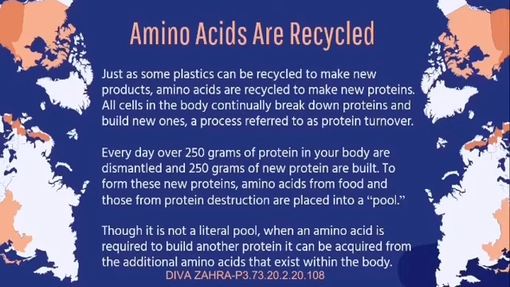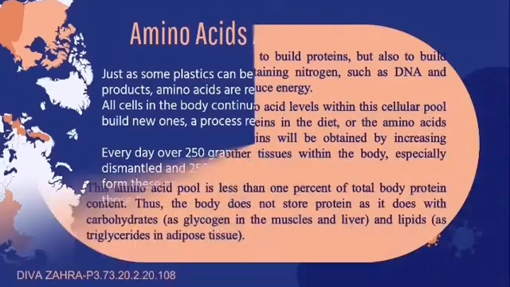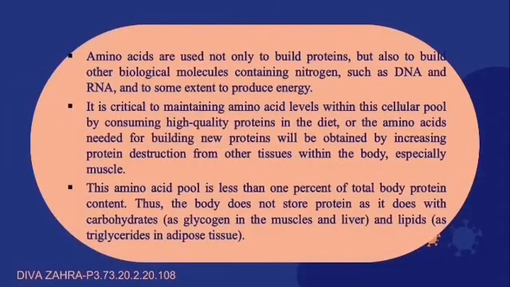To form these new proteins, amino acids from food and those from protein destruction are placed into a pool. So it is not a linear pool. When an amino acid is required to build another protein, it can be acquired from the additional amino acids that exist within the body.